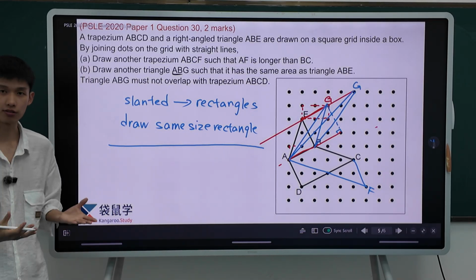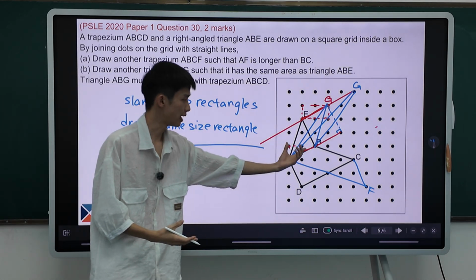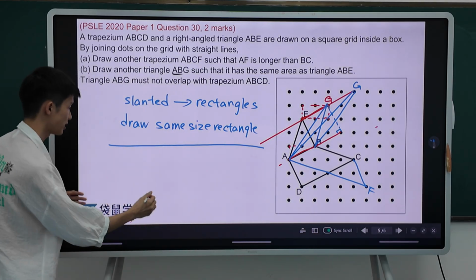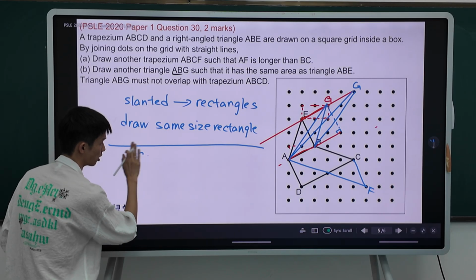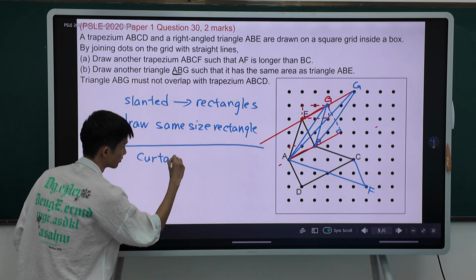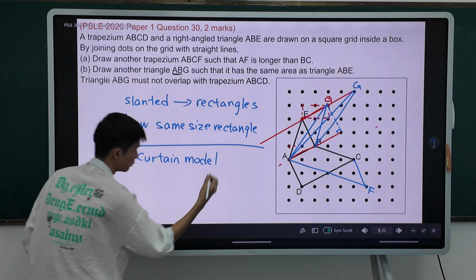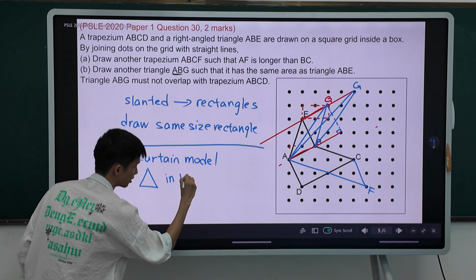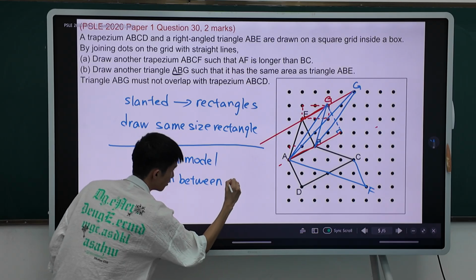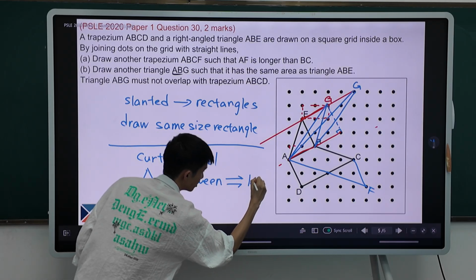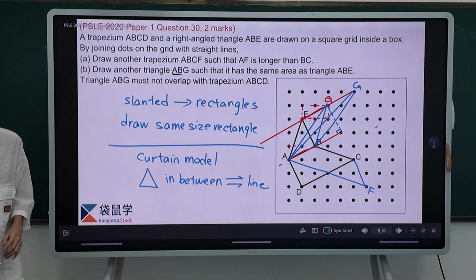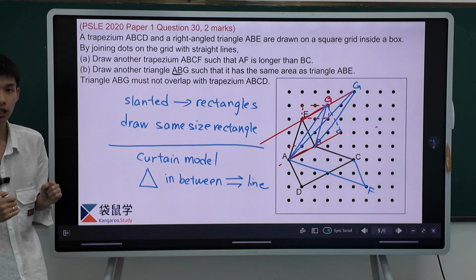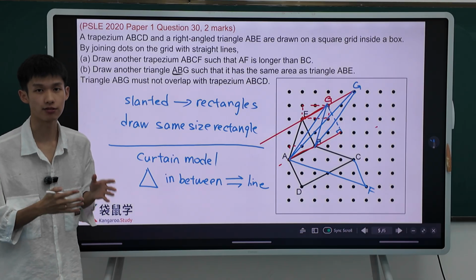And the second thing, how about the same size triangles? The triangles we have are actually triangles in between what kind of lines? Yes, parallel lines. So basically, the curtain model is triangles in between parallel lines, and the base is inside one parallel line and the tip is in another parallel line. So that's how we form the curtain model and use it to form the same size triangles.